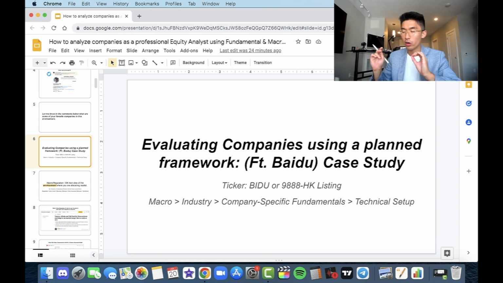All right, so now we're going to evaluate companies using a planned framework, and we're going to use Baidu as the case study. Ticker BIDU, and their Hong Kong listing is 9888. And my framework is, I always like to start off with macro, followed by industry analysis, and then company-specific fundamentals, and then identify objective entries with technical analysis and objective exits with technical analysis.